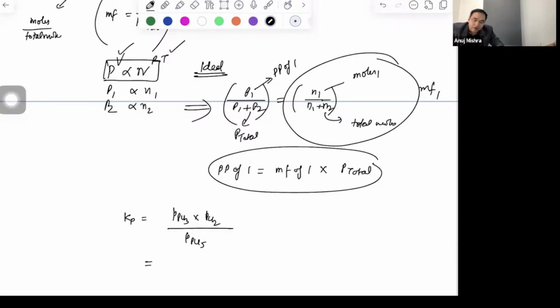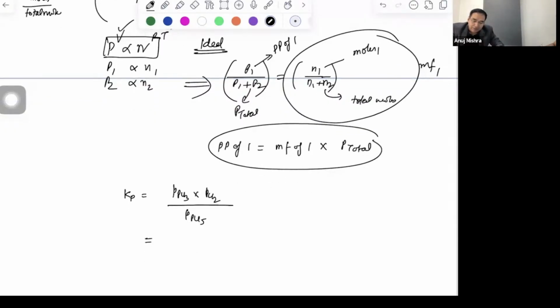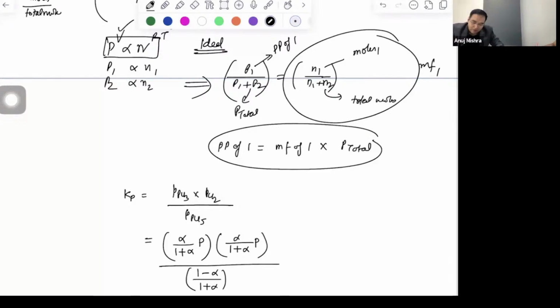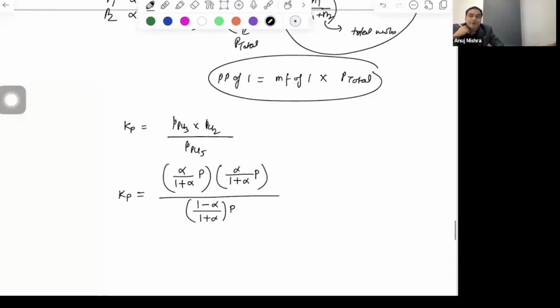PCl3 के लिए वैल्यू रखो alpha divided by 1 plus alpha into P. Sham, is it clear? Yes, sir. And this will be 1 minus alpha upon 1 plus alpha into P. Can we say this number is equal to Kp? Will all reactions have the same Kp? No. Reaction's Kp is dependent on the coefficients. What coefficients are used? Right?